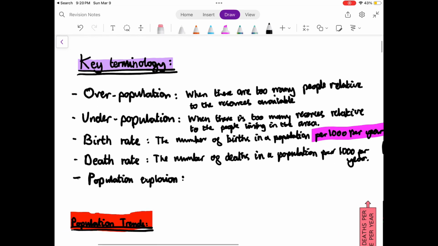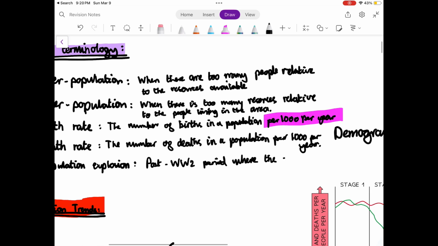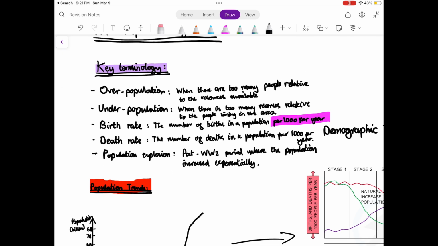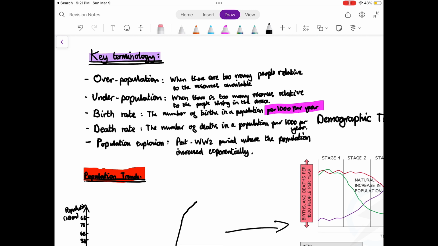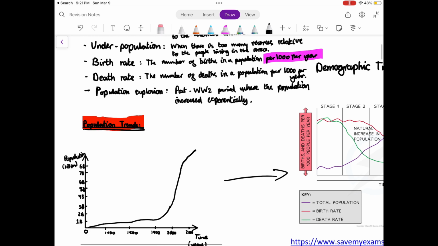And population explosion can be defined as the post World War II period where the population increased exponentially. Okay, so those are all the definitions that you need to know for this part of the video, and we'll go through some more definitions later in this video.